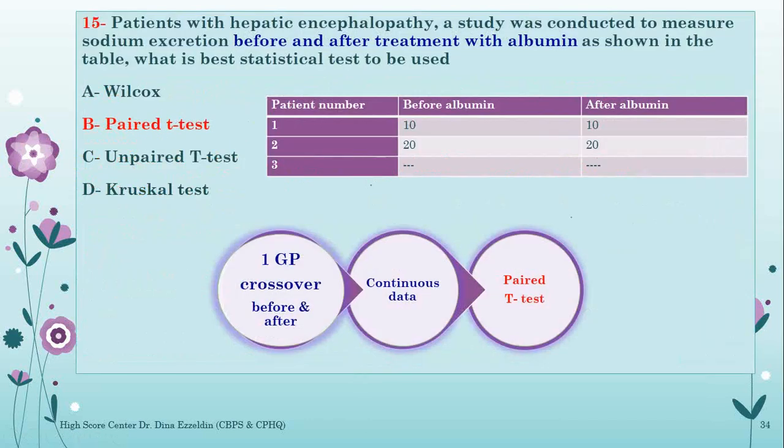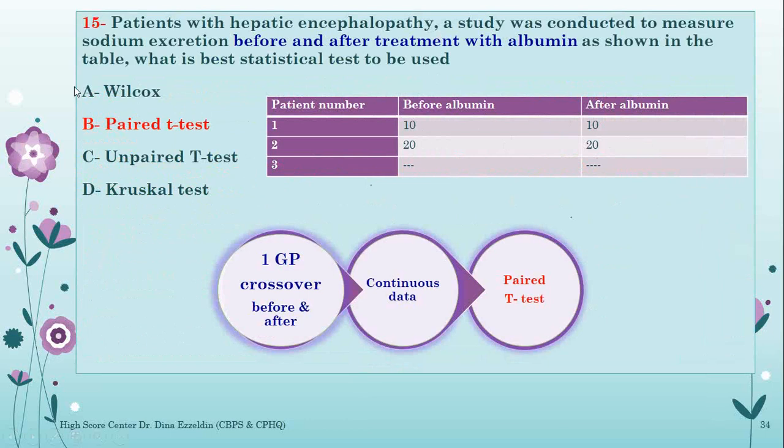In patients with hepatic encephalopathy, a study was conducted to measure sodium excretion before and after treatment with albumin, as shown in the table. So it's the same group, and we will make the measure before and after. This measure is a measure of albumin, so it may contain a decimal number. So it's continuous data, but the same group and two measures, so it's dependent.